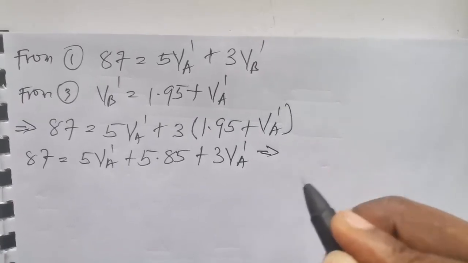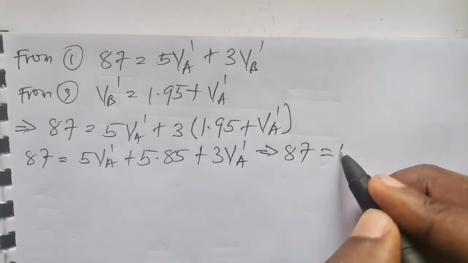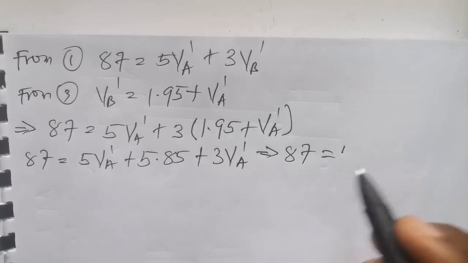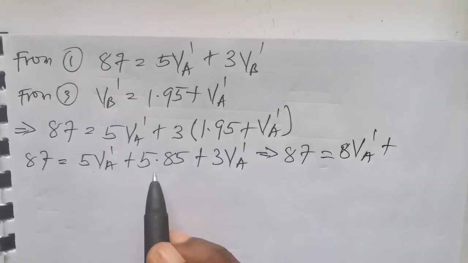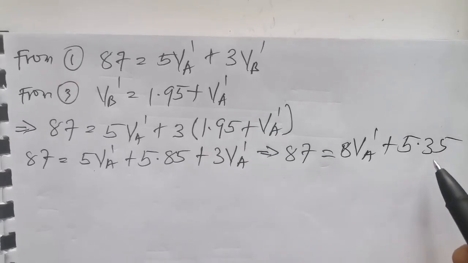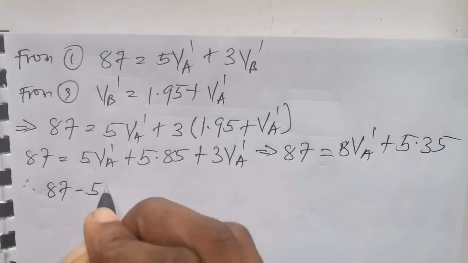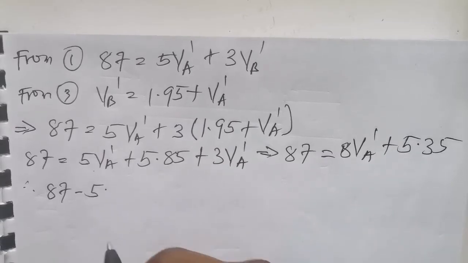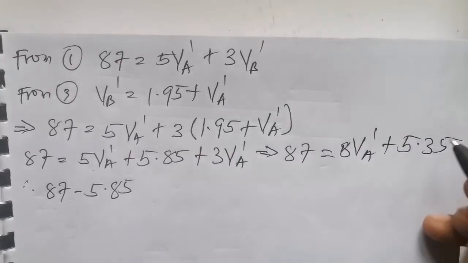So this simply implies that 87 is equal to, we can simply take like terms now, 5VA prime plus 3VA prime. That simply gives us 8VA prime plus 5.85. Now we can send 5.85 over to this side of the equation. Therefore, you have 87 minus 5.85.